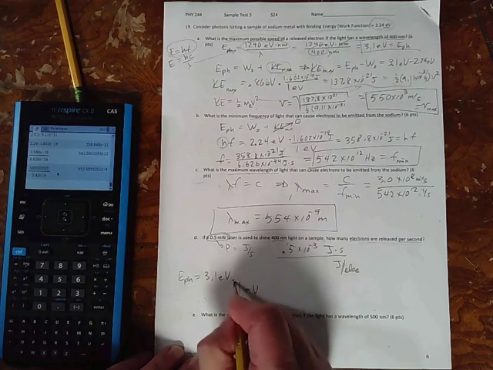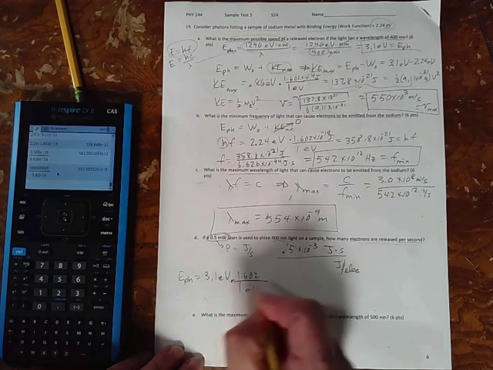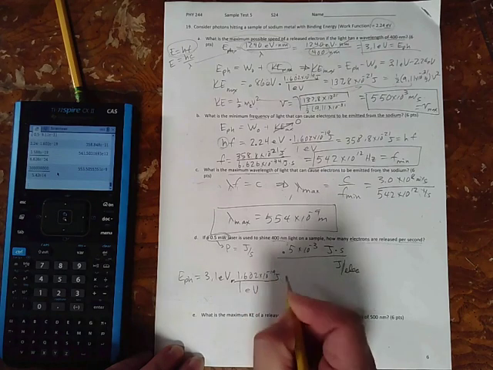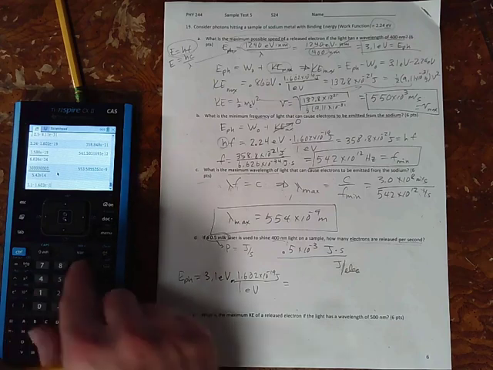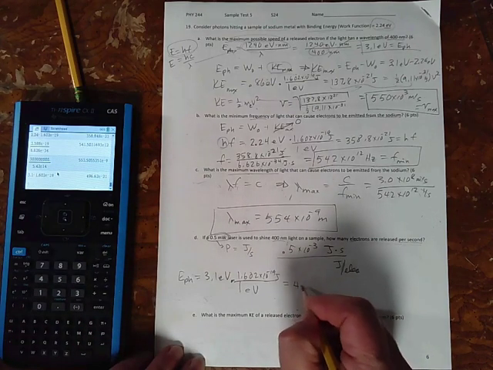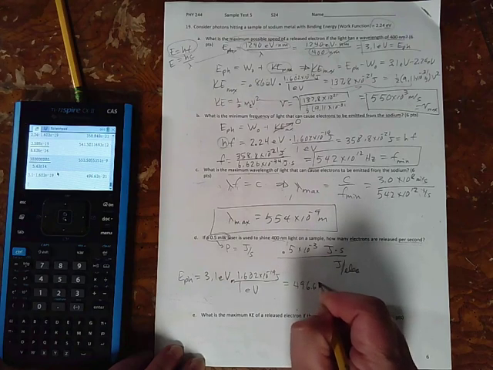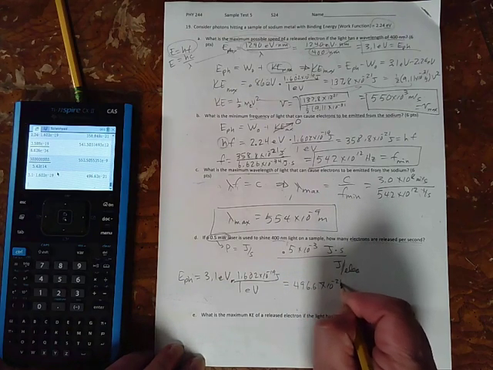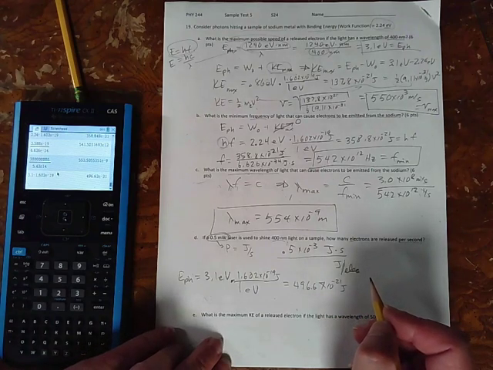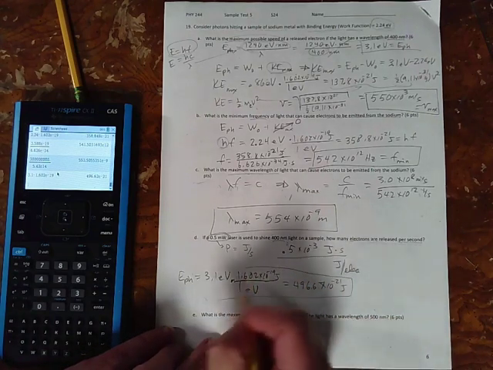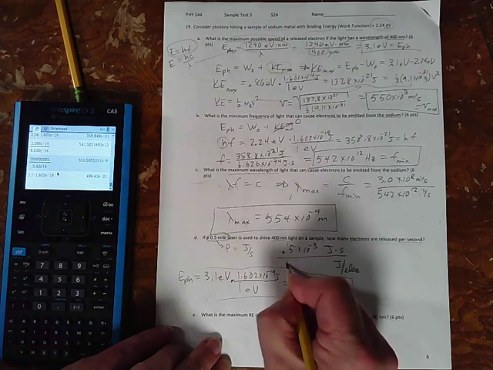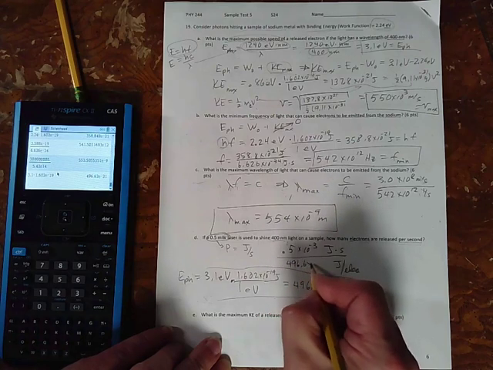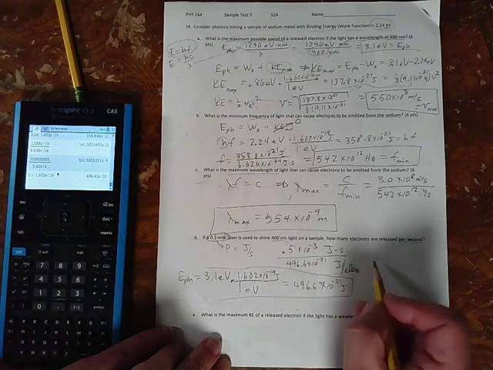So 1 electron volt is 1.602 times 10 to the negative 19 joules. So in joules, you have 3.1 times 1.602 times 10 to the negative 19, which is 496.6 times 10 to the negative 21 joules. All right, so that's how much each photon's energy is. Each photon frees 1 electron, so that's joules per electron. So we put that in here: 496.6 times 10 to the negative 21 joules per electron.